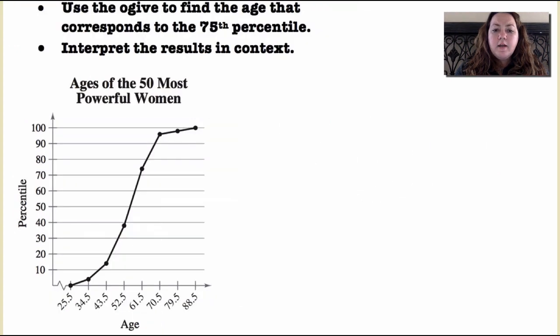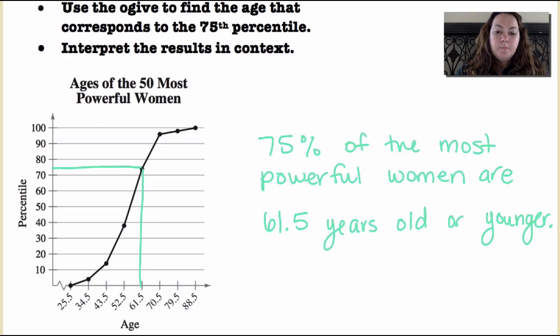All right, use the ogive to find the age that corresponds to the 75th percentile and interpret the results in context. So we have ages of the 50 most powerful women in their percentile, and then the ages at the bottom. They want us to find the 75th percentile. So if I go to the 75th percentile area and I go across, then I go down, it looks like it's at about 61.5 years old. So 75% of the most powerful women are 61 and a half years old or younger, because it's everything below that.